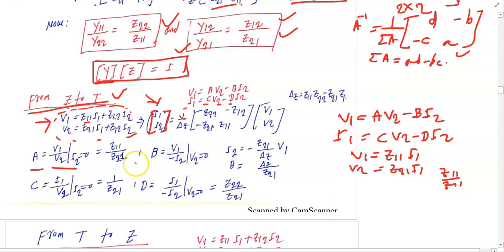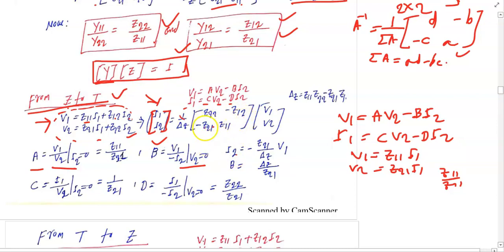Clear? Now come to B. How is B defined? B equal to V1 upon minus I2 when V2 equal to 0. You check here: V1 upon minus I2 when V2 equal to 0. So from this equation you can see here.